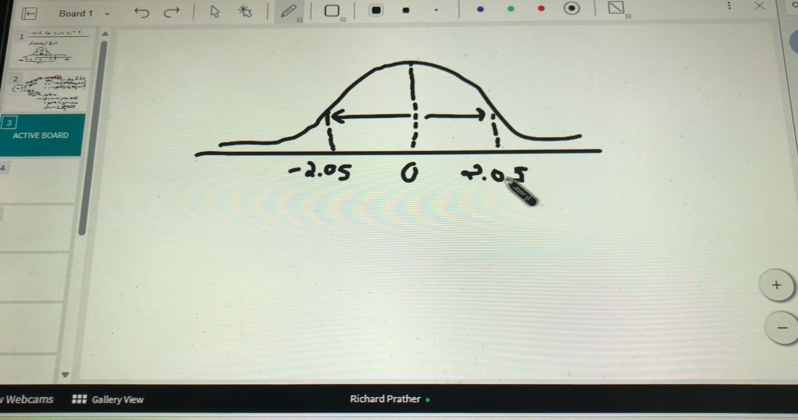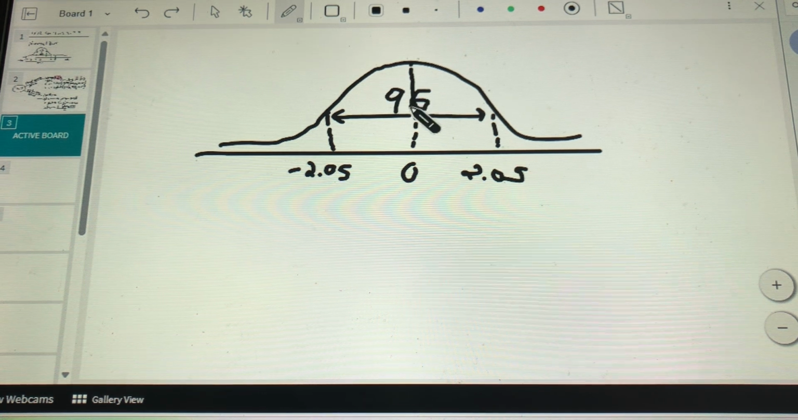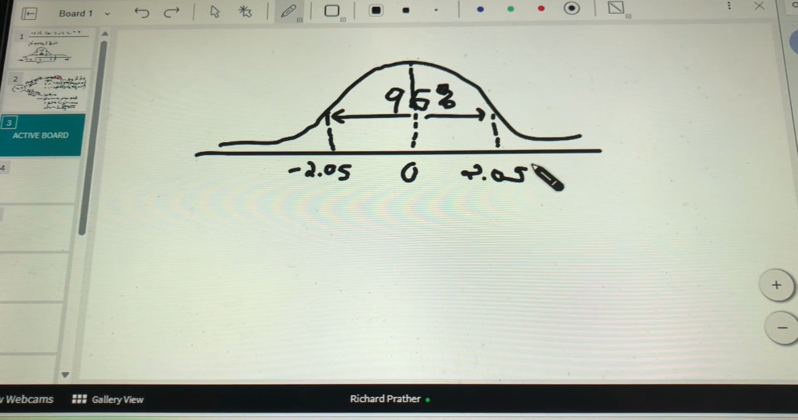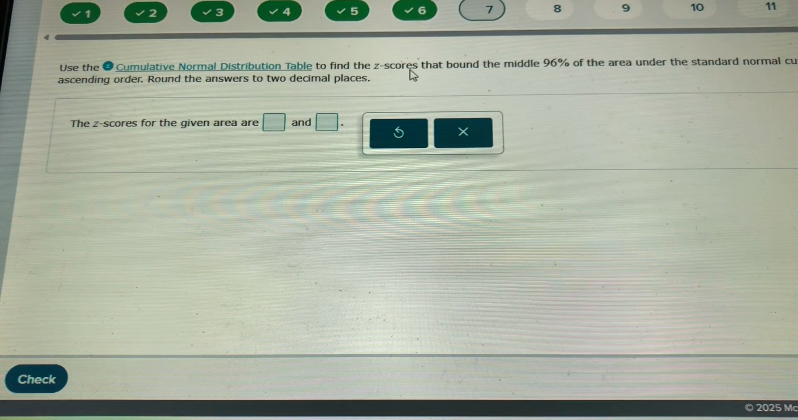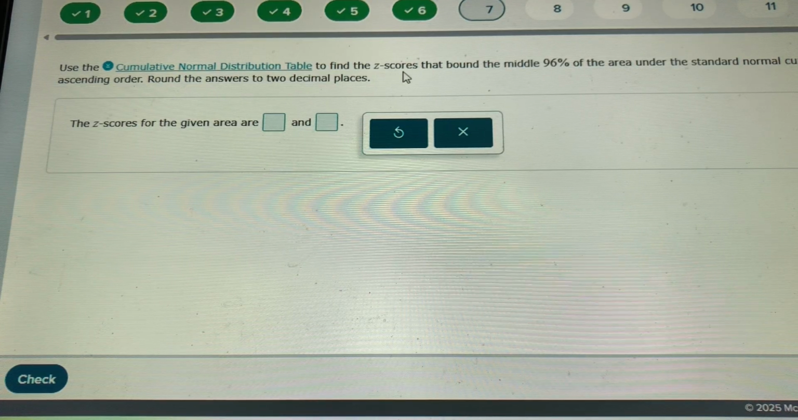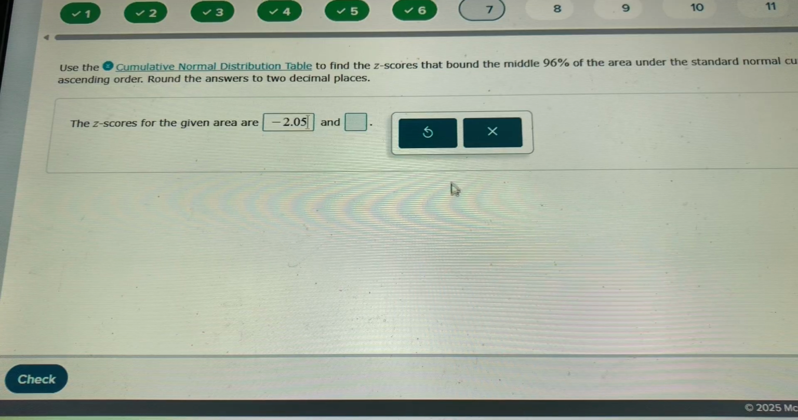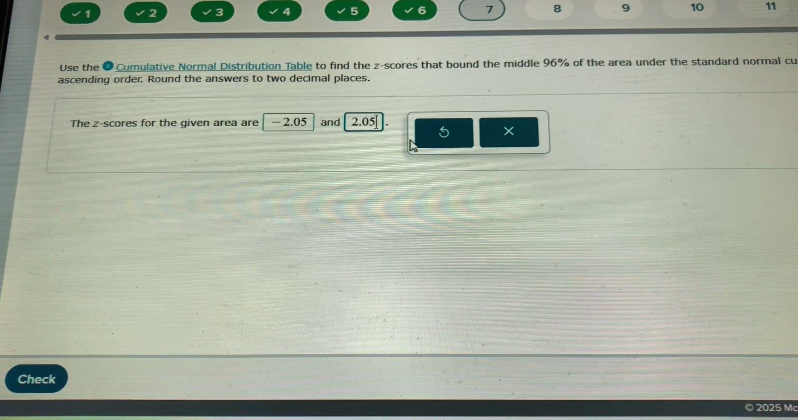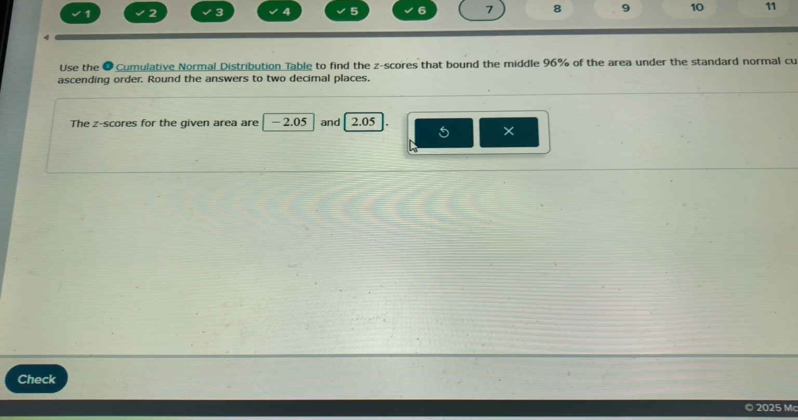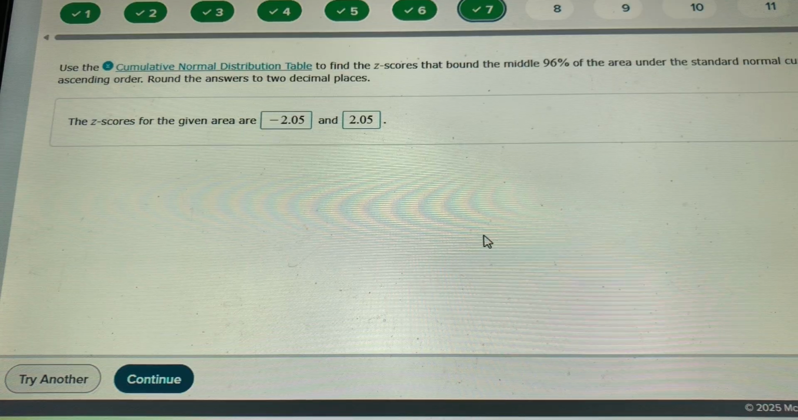So on these middle ones where there's like 96% in the middle, you're always going to get two answers, one positive and one negative. In fact, it should say find the z-scores. See how it's plural now. Find the z-scores that bound this middle area. And they even have two answer blanks too. So the one where you're doing the center of the middle will have two answers, but they're always the same, positive and negative of each other. And if it's to the left or to the right, there'll only be one answer, and it actually could be positive or negative, but it'll just be one. So there's all three cases.